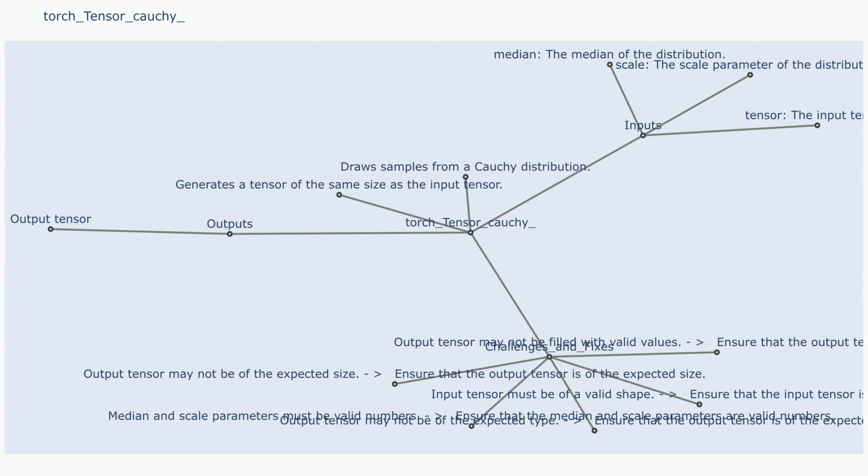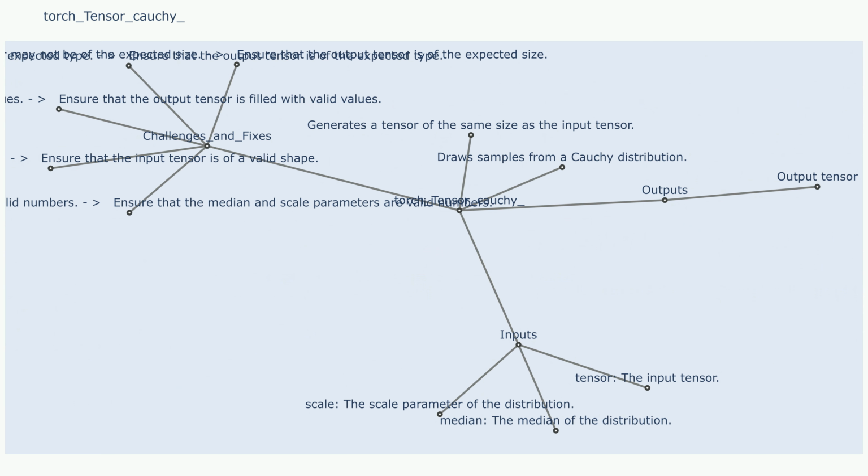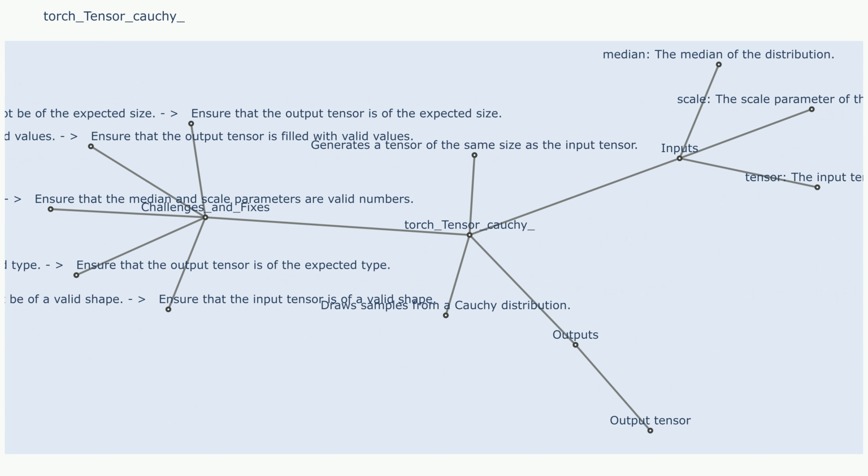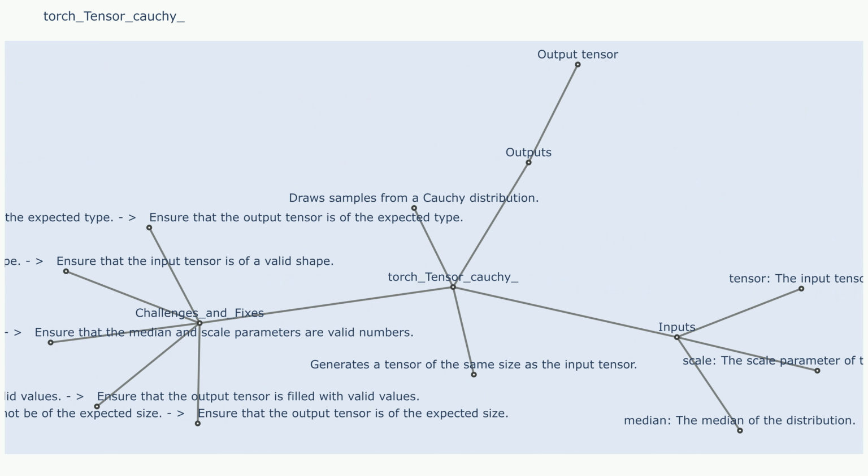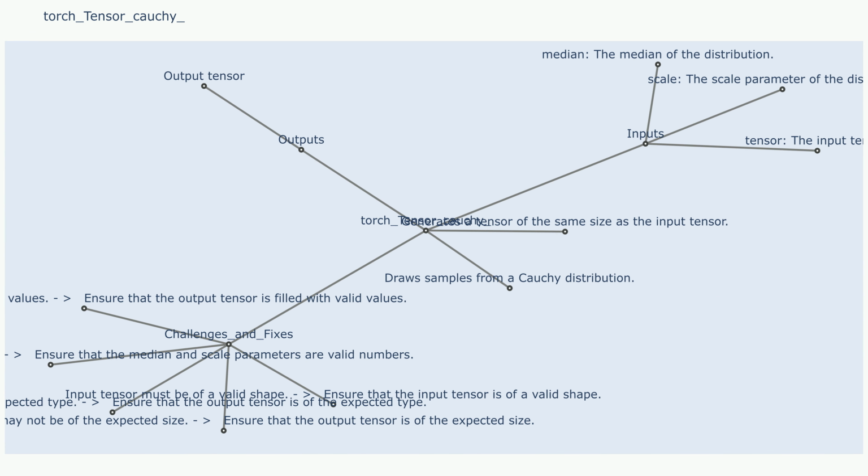If not provided, defaults to 1. Outputs: Output a tensor filled with random numbers sampled from a Cauchy distribution with the given parameters and the specified shape. Steps: The method first creates a tensor of the specified shape. It then fills the tensor with random numbers drawn from a Cauchy distribution with the provided location and scale parameters.